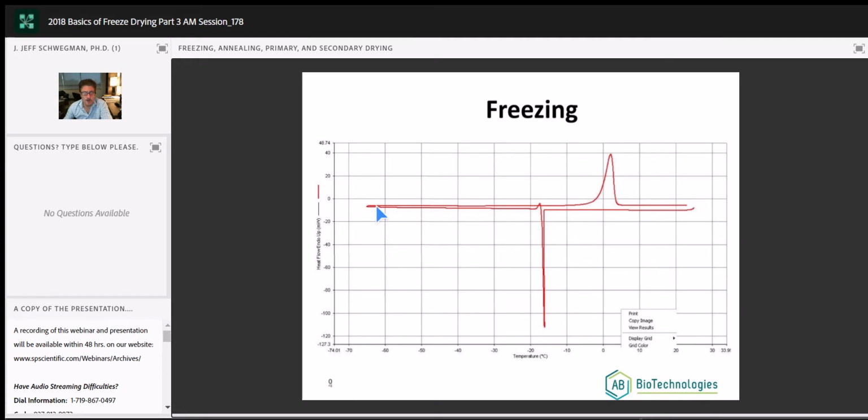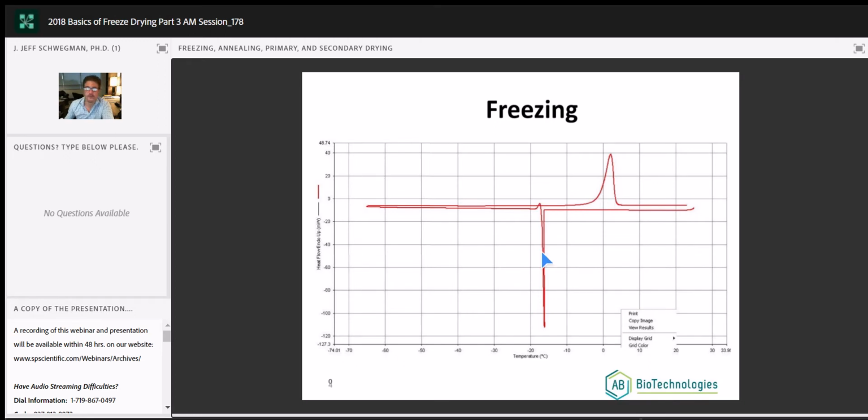We continue to cool down. The top curve is our warming curve, and boom. This is where we're melting that crystallization, or the crystals that we form. Notice the difference in temperature. This temperature will fluctuate. Again, there's a number of different factors that cause that to change. This will always be the same.